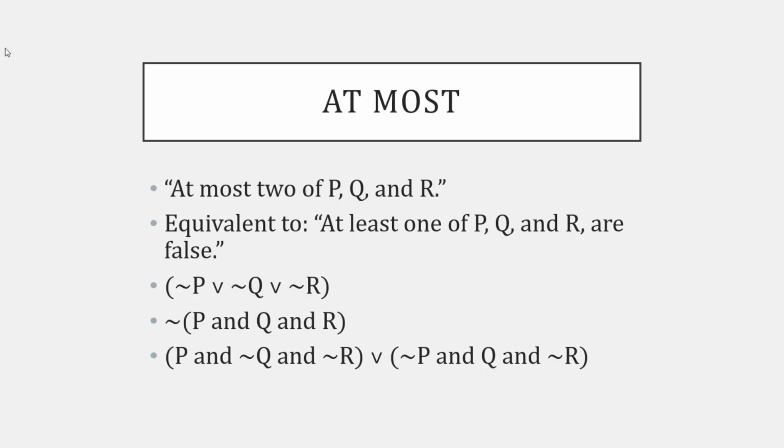The first two lines do work, though. And it's possible that only one of them is true. Yep, it's possible that only one of them is true as well. So to get at most two, we just need to rule out the possibility where all three of them are true.